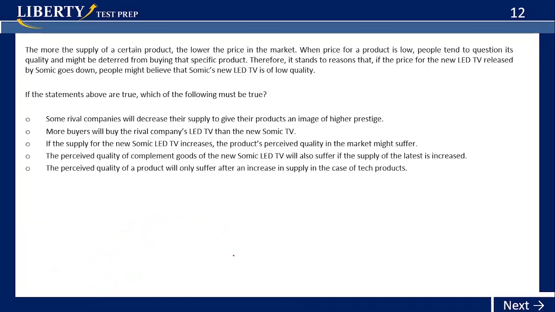Okay, time's up. Let's read this. This is an inference, right? Which of the following must be true? That's a signal that they're asking you for the inference. Now, the more the supply of a certain product, the lower the price in the market. So the more supply you have, that's equal to a lower price in the market.